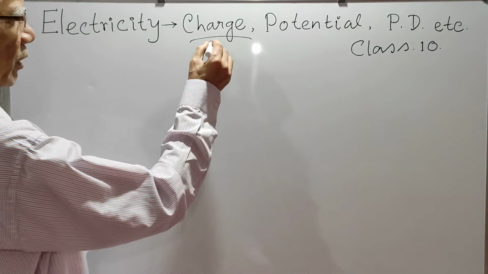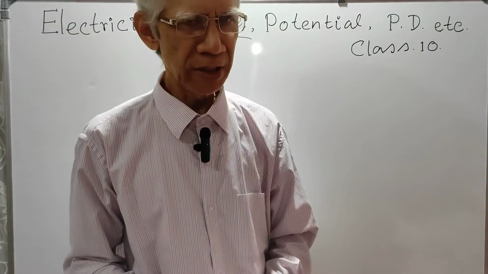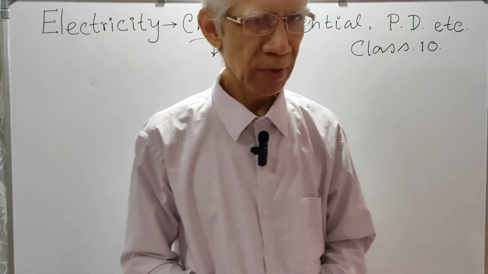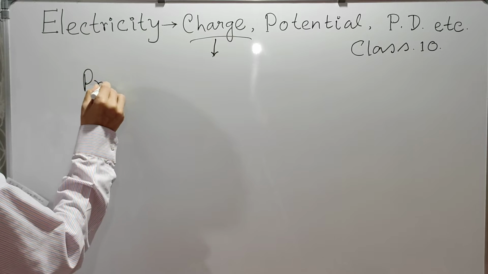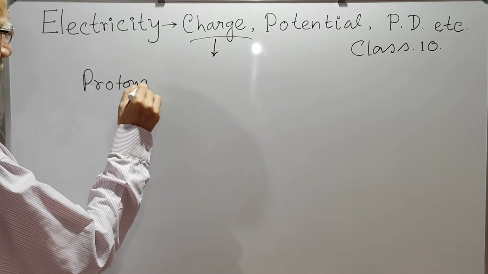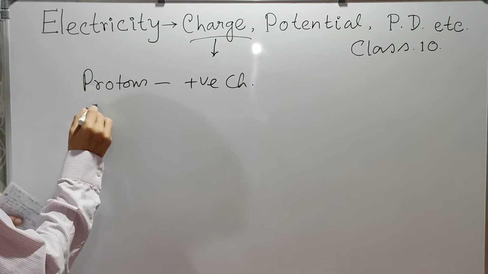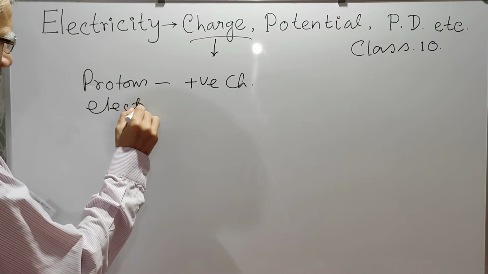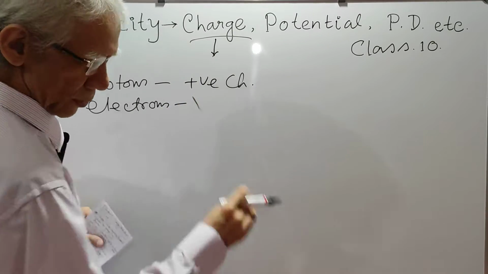Now, first of all, let us say what is charge. Charge is a condition, a property of a substance, all right? Now, protons are said to possess positive charge and electrons are said to possess negative charge.